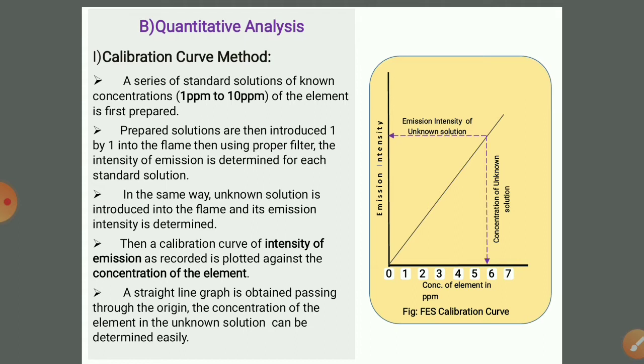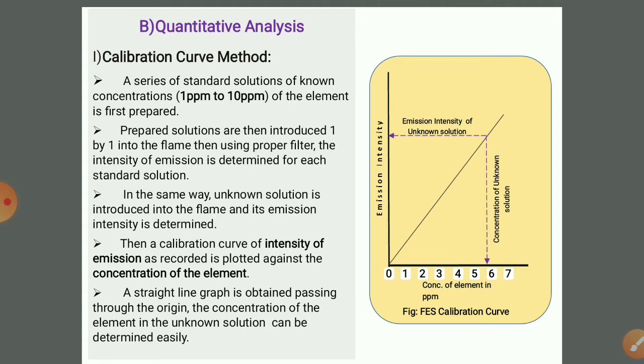Then, using proper filter, the intensity of emission is determined or recorded for each standard solution which is introduced into the flame. Then, in the same way, the unknown solution is also introduced into the flame and its emission intensity is also determined. In this way, we will get the emission intensities of all standard solutions as well as the unknown solution.